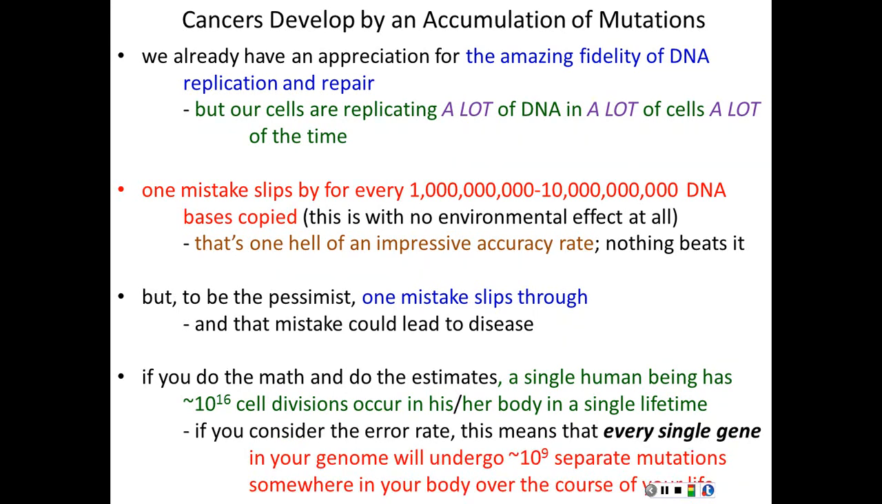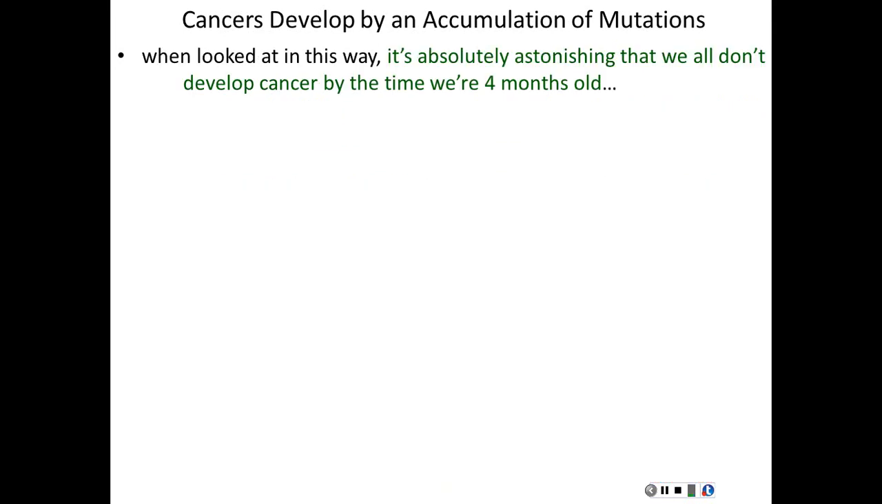If you take into account the error rate of the DNA polymerase, that means statistically that every single gene in your genome will undergo about 1 billion separate mutations somewhere in your cells over the course of your life. Every gene will be subjected to about 1 billion mutations over the course of your life.